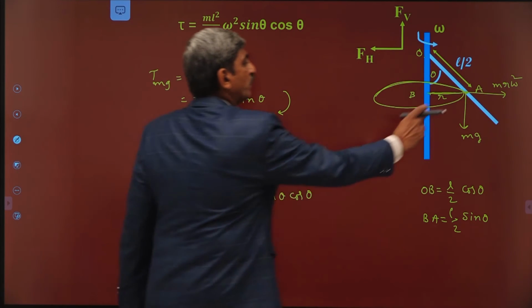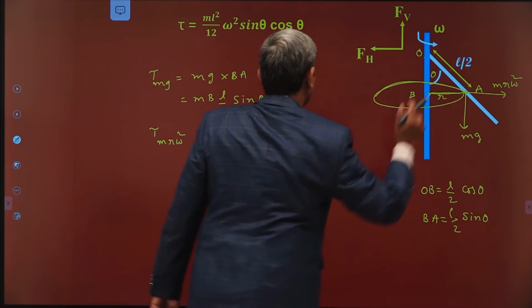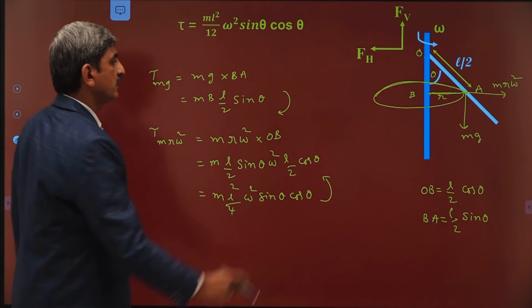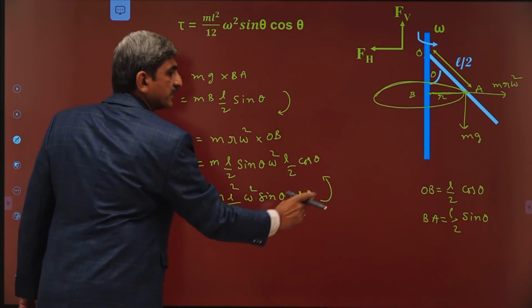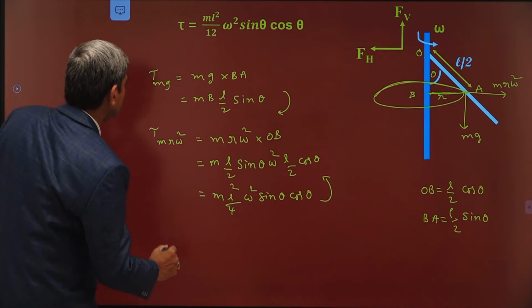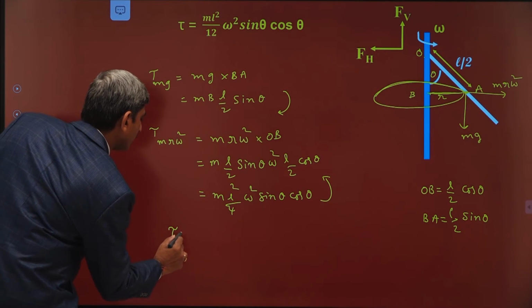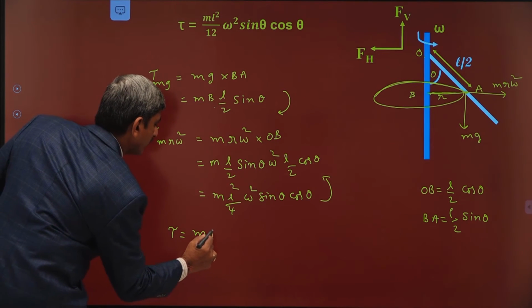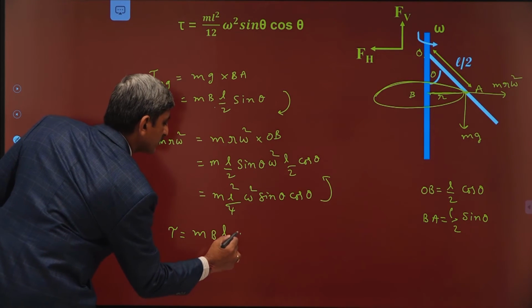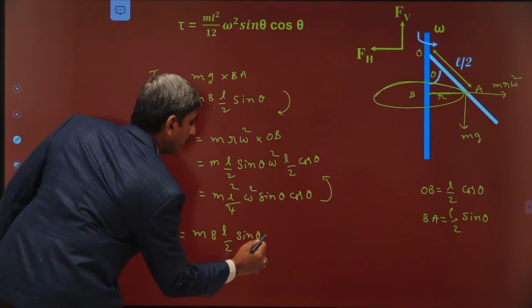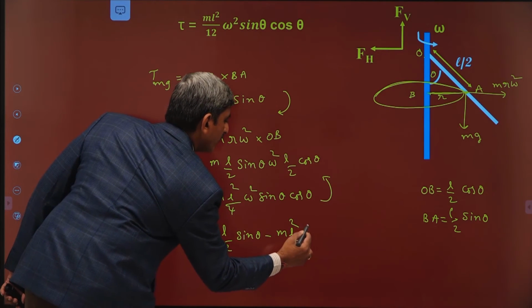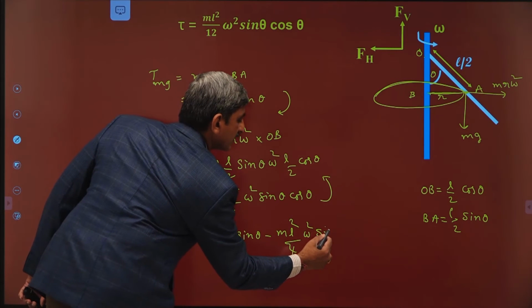Now, if only this force is acting, the rod will be rotating in the anti-clockwise direction. That's why this is acting in the clockwise direction, this is acting in the anti-clockwise direction, so that the effective torque is given by this one minus this one, that is mg L by 2 sin theta minus m L square by 4 omega square sin theta cos theta.